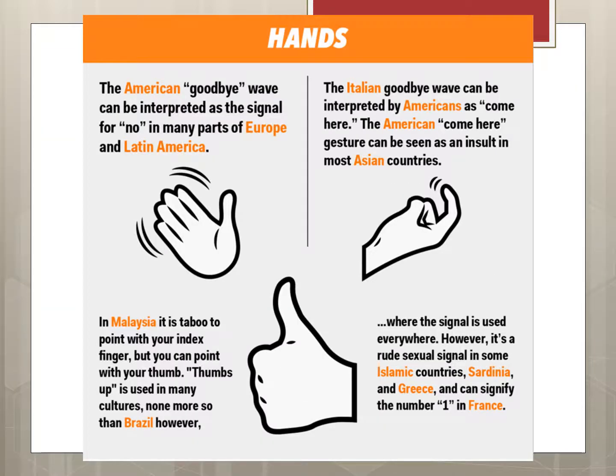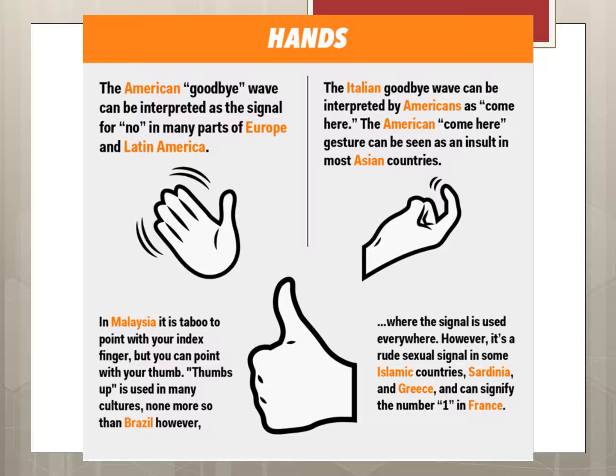The hands are an interesting part of the body because they can communicate so much. The American goodbye wave can be interpreted as the signal for no in many parts of Europe and Latin America. The Italian goodbye wave can be interpreted by Americans as come here. The American come here gesture can be seen as an insult in most Asian countries. In Malaysia, it's taboo to point with your index finger, but you can point with your thumb.